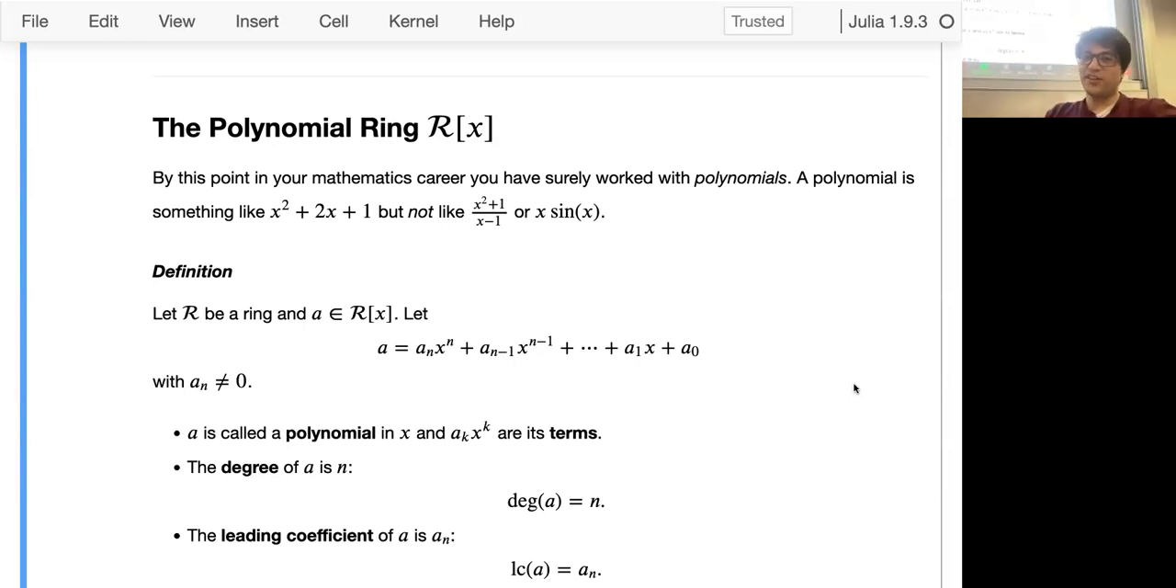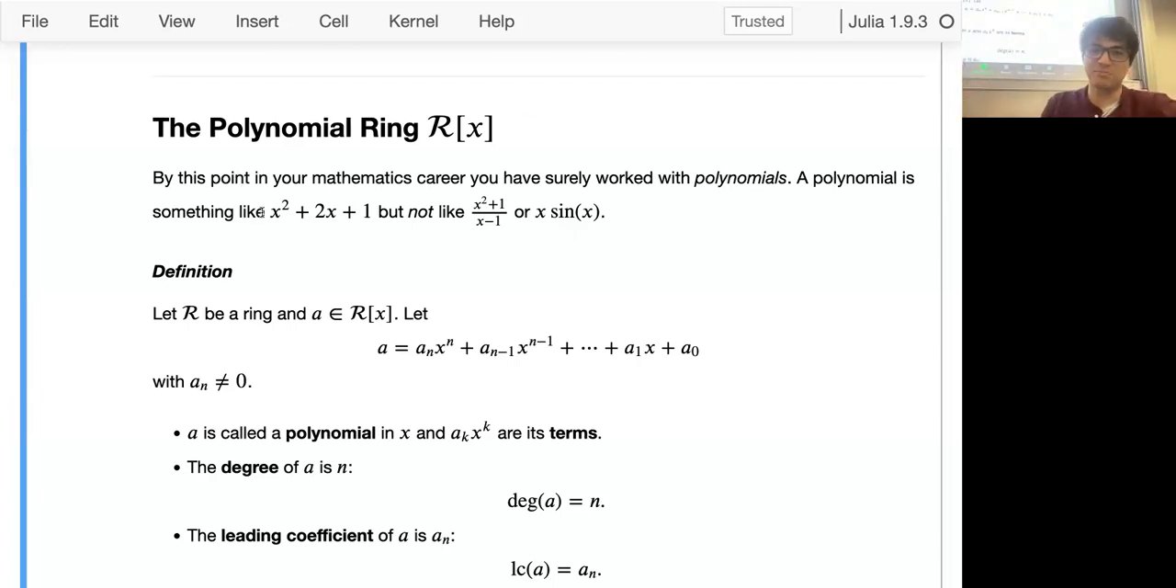A polynomial is something like x squared plus 2x plus 1, but not like x squared plus 1 over x minus 1. That is called a rational polynomial. And it's also not something like x sine x, because sine x is in a larger category: special functions. These are things you have to look up in a table to integrate; you have to be told explicitly what the integral of sine x is. There's a whole category of stuff like this, like the special factorial function. The point is they're not polynomials.